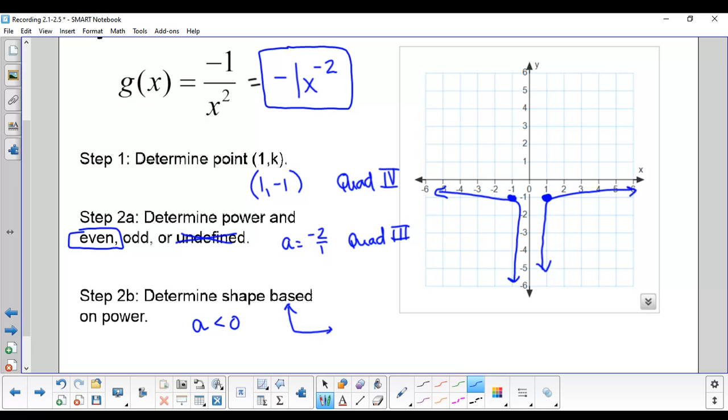I hope this explanation of power functions, how to recognize key features, is helpful in understanding the concept today.